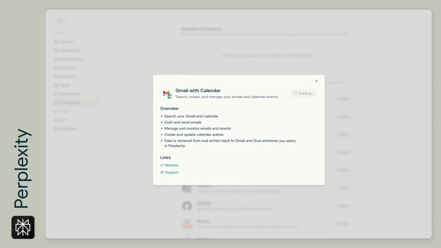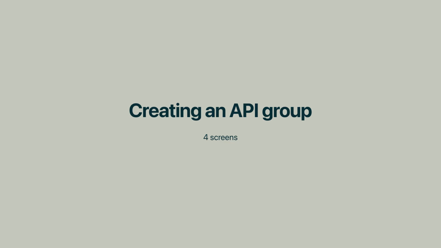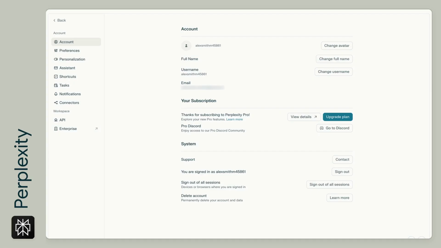Then wait for it to load. Finally, see Gmail under Installed Connectors. Right next, let's check out creating an API group. Navigate to the API section.